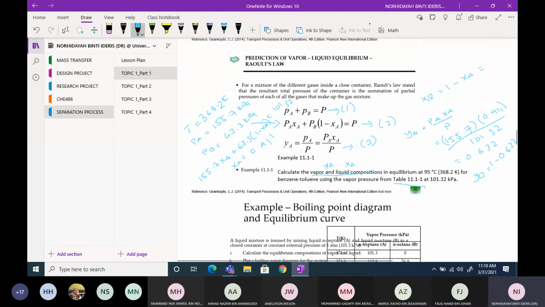Alright, so by this simple example, I hope that you can differentiate between the partial pressure and the vapor pressure. The keywords here are partial pressure and vapor pressure. Usually the vapor pressure is capital P, and the partial pressure is the small p. Alright. Now, can you understand? Any questions? Can you get it so far?